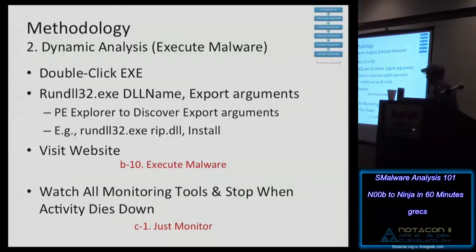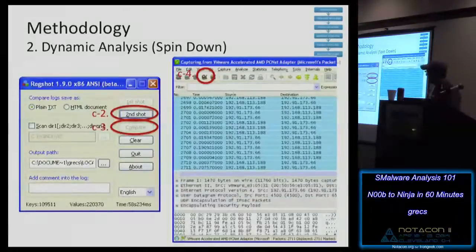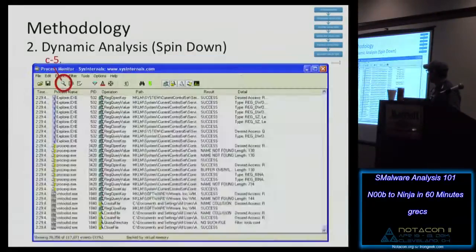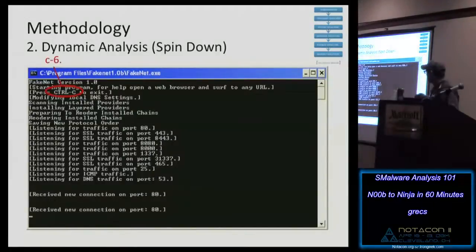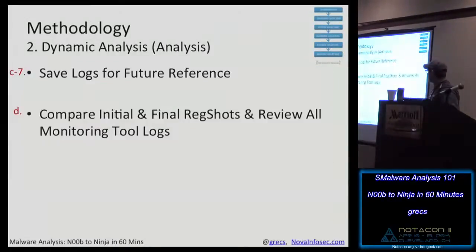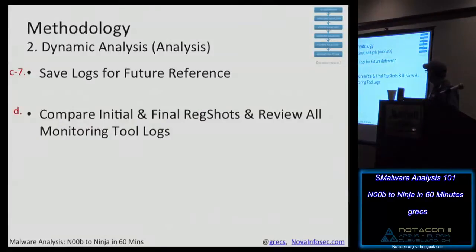And then at some point, you decide that you're going to shut things down. So you take your second snapshot, do compare, stop Wireshark, save it off, save your Process Monitor results, Control-C to stop your FakeNet, and then you just save your logs for future reference, and do the comparison of everything: this is what it looked like before, this is what it looks like after.